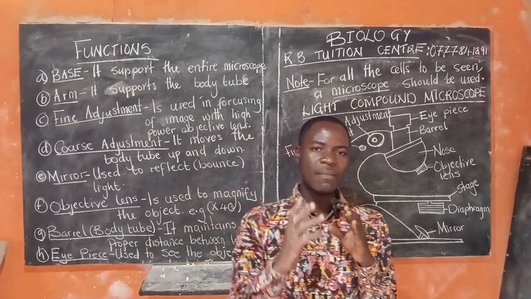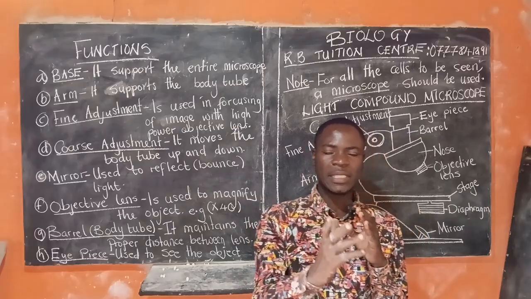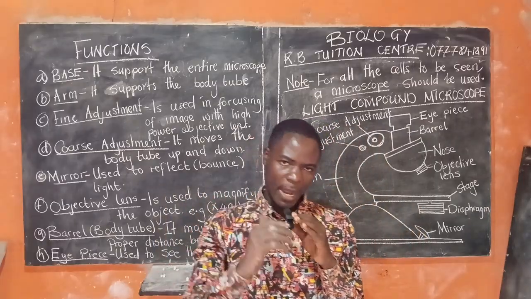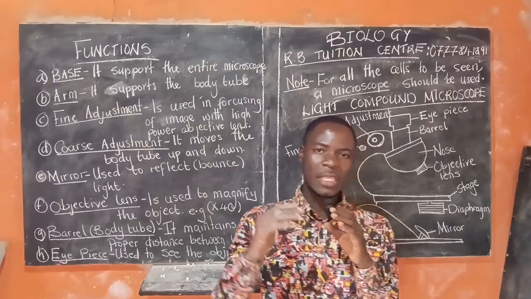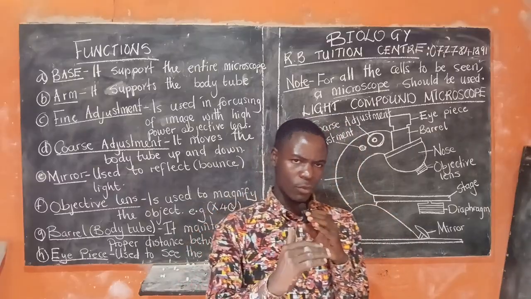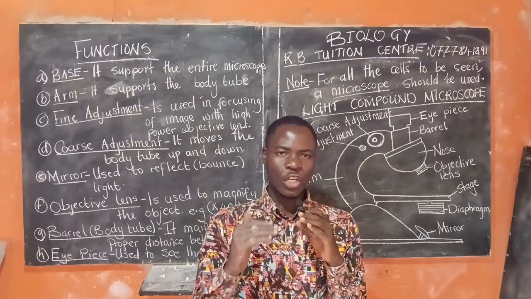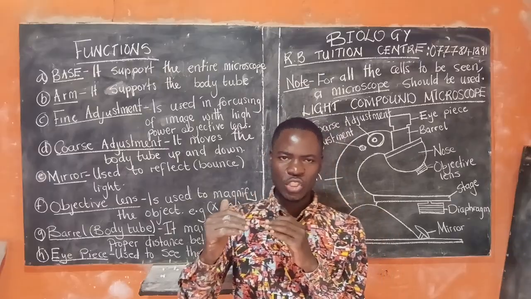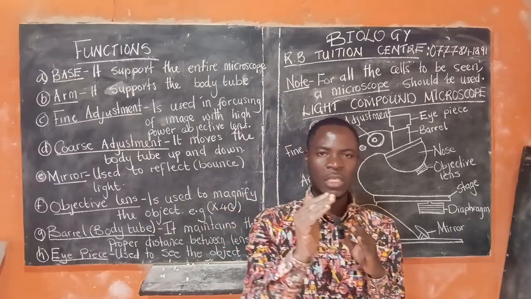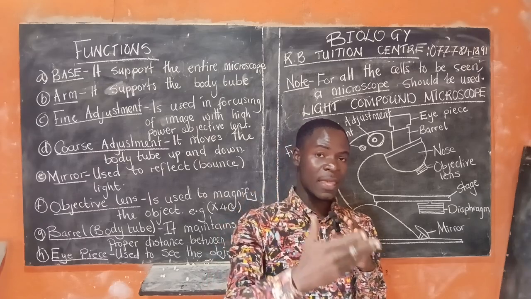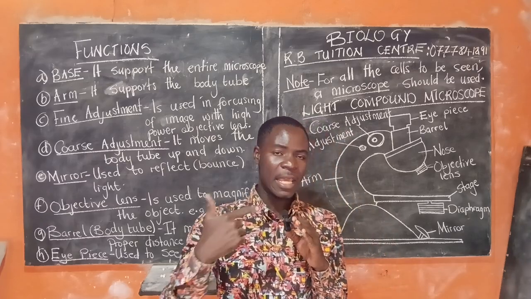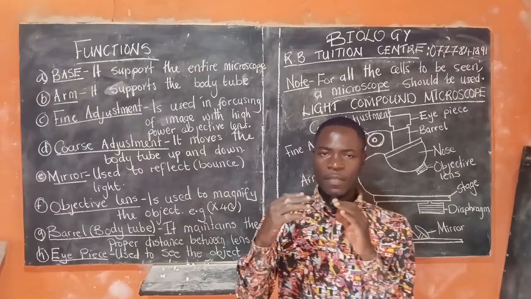As I mentioned, every cell can never be seen without using the microscope. So for us to see the cell, we need to use the microscope. Every cell, whether a plant cell or an animal cell, can never be seen by means of our naked eyes. They can only be seen using the microscope.